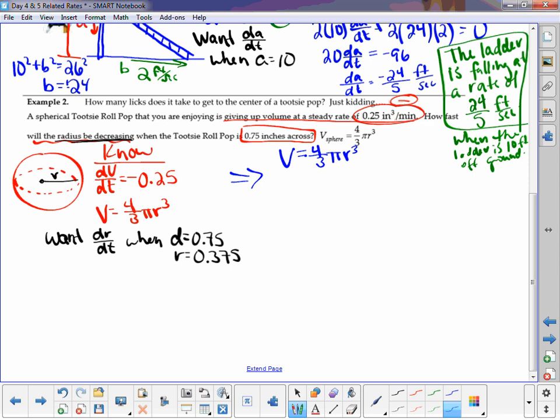You got it. Alright, so let's go and take our derivative with respect to time. And so our 3 comes down and cancels. That's nice. 4 pi r squared dr/dt. Okay. And let's fill in what information we have. What is my change in volume? What's the rate of it? Good. Negative 0.25. And we are looking at when r equals 0.375.